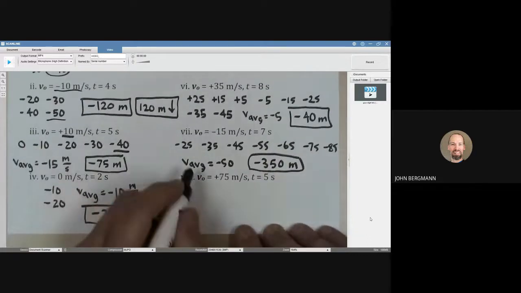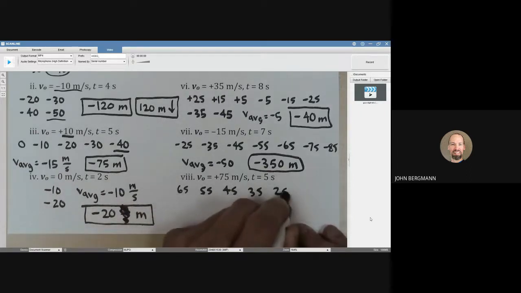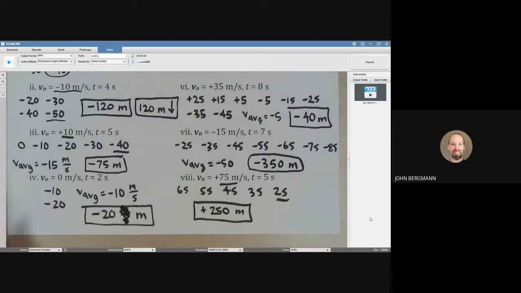Last one. Throwing upward at 75. After 1 second, it's going 65. Then 55. 45. 35. 25. That's 5 seconds. Started at 75, ended at 25. What's the average? 50 times 5 seconds, 250 meters higher than the launch point. That's how it's done.